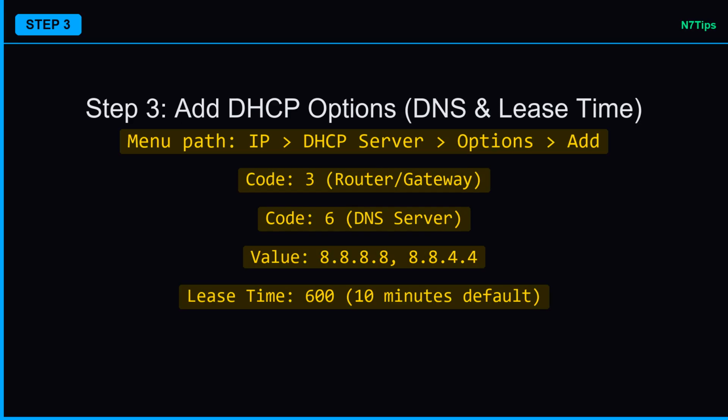Now create a new DHCP server instance. You'll assign it a name, select which interface it listens on, and attach the pool you just created. The interface should be your LAN side where clients are connected.